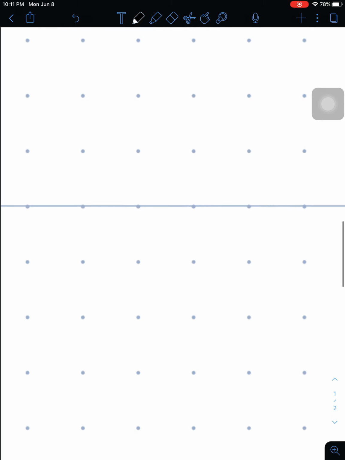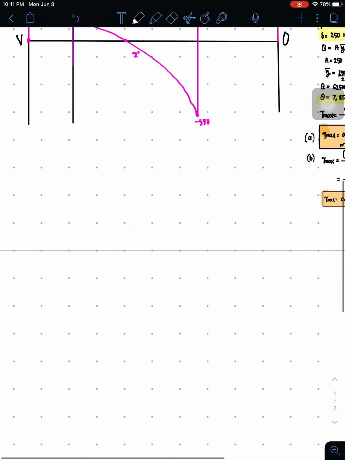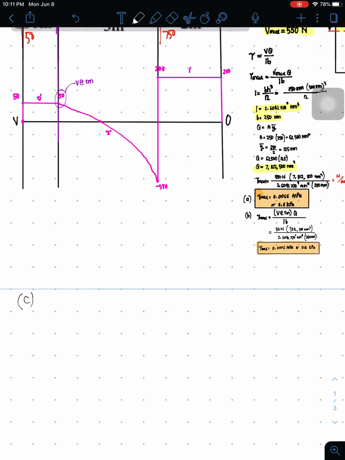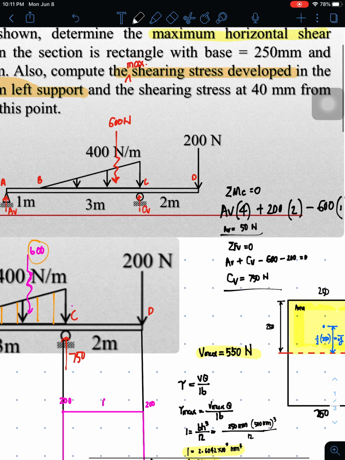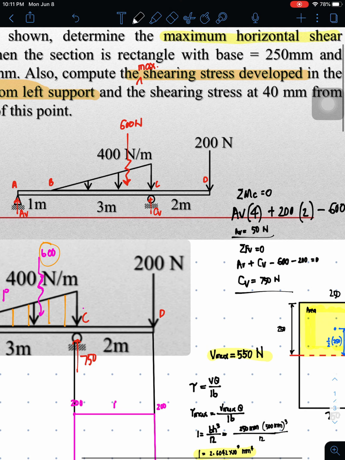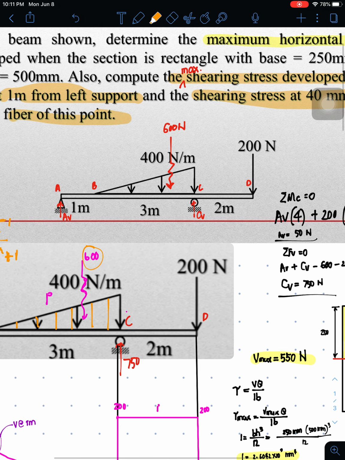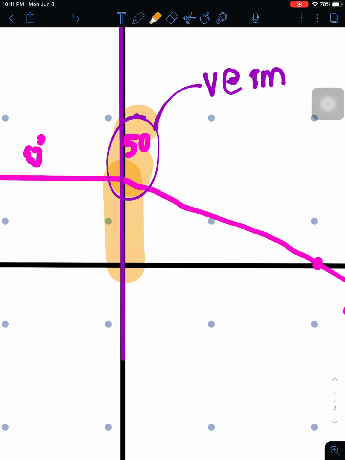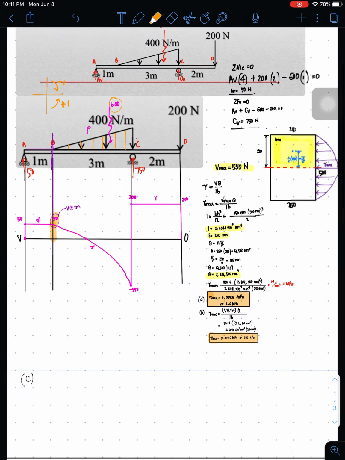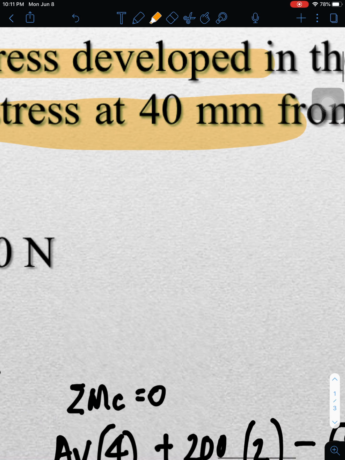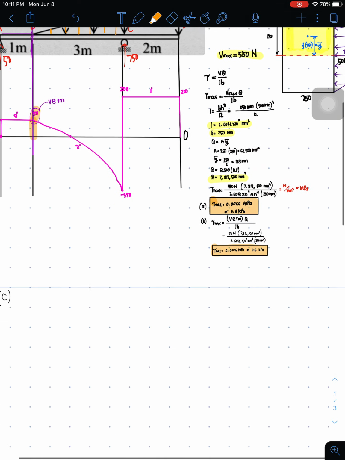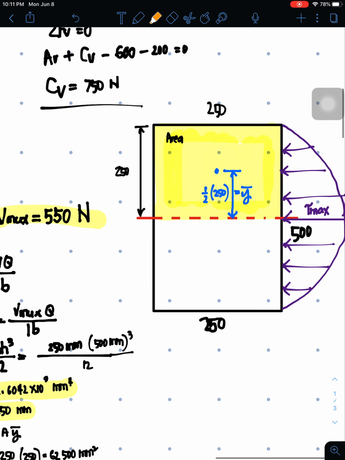Okay, next question. I'll just call this one letter C. So our letter C says that we're going to get the shearing stress at 40 mm of this point. So it's the same point here. Same value, 50 newtons as the shear force, but it says 40 millimeters from the top of the fiber. So where is that from the top of the fiber? Here.